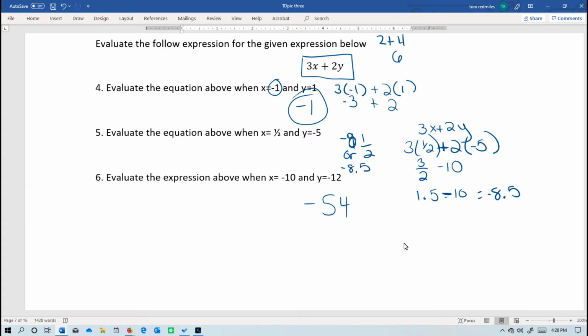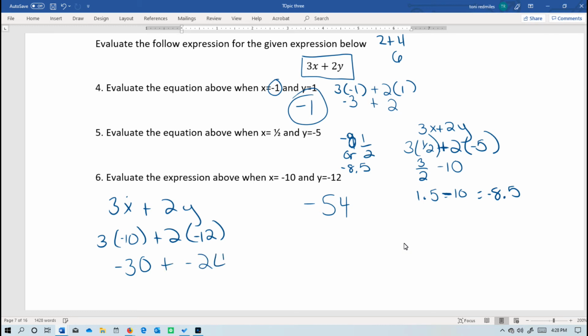All right, so my expression is 3x plus 2y. I've got to place in my -10 for x and my -12 for y. Do my multiplication first. 3 times a -10 is a -30. 3 times a -12 is a -36. Okay, so I'm adding together my debt. Both of them are negative, so I add them together and get 66. Because they're both negatives, my answer will also be negative.